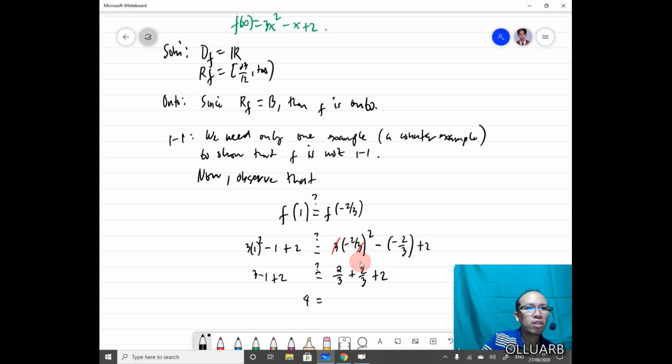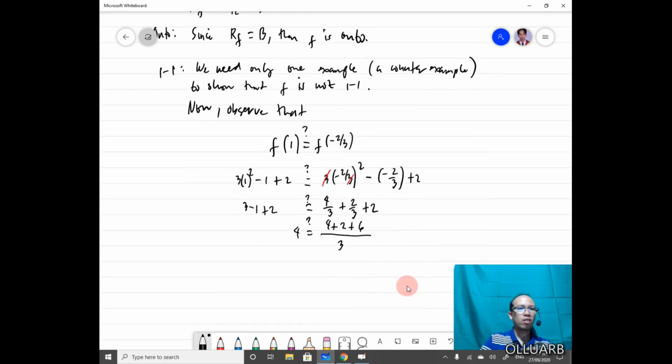No, this is 4. Sorry again. This is 4 since we square it. Okay, so get the LCD. 4 plus 2 plus 6. This will become 12 divided by 3, which is 4. Okay, indeed they are equal.